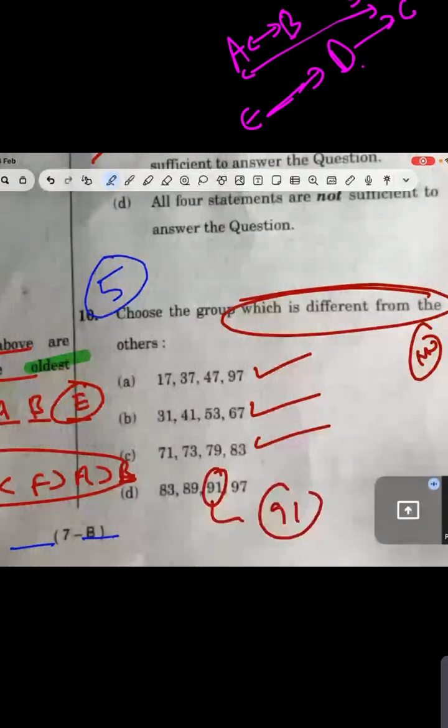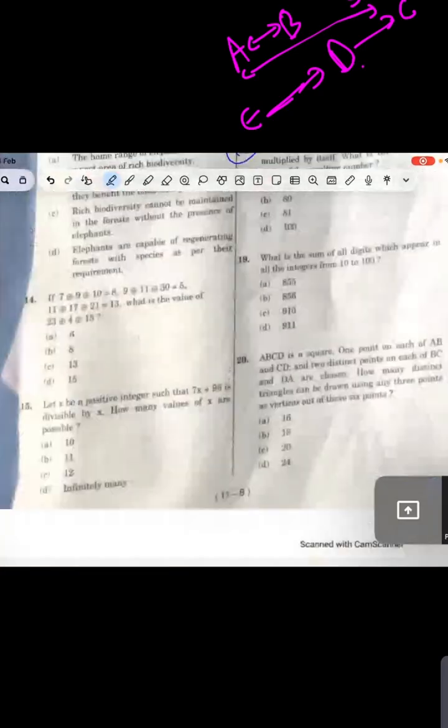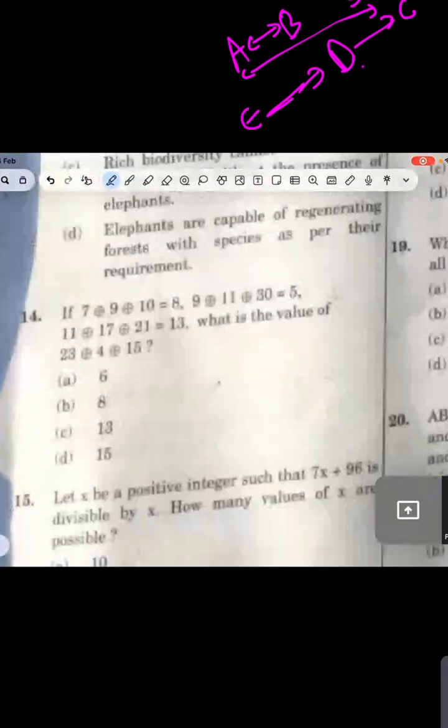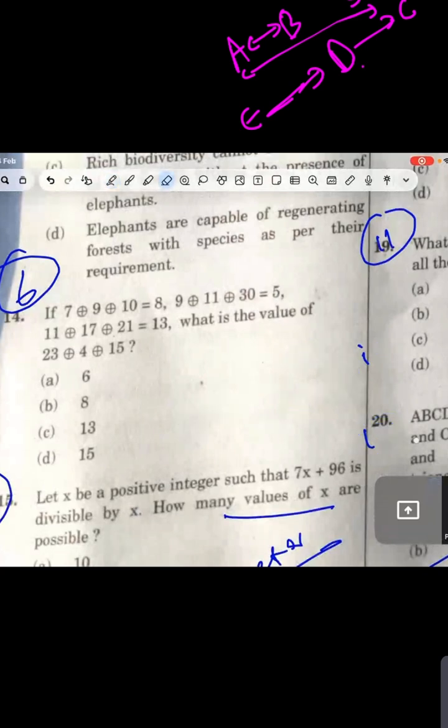91 is not a prime number because 91 has a factor. So basically, this is different. Very easy question actually. Okay, this question, guys, again an easy question. Very easy question. See, they have given... See, guys, now you have to recognize the number here.